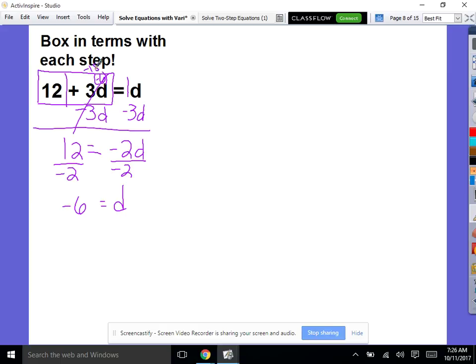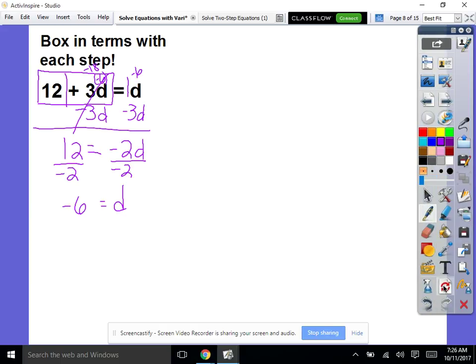So this would be negative 18. This would be negative 6. 12 minus 18 equals negative 6.